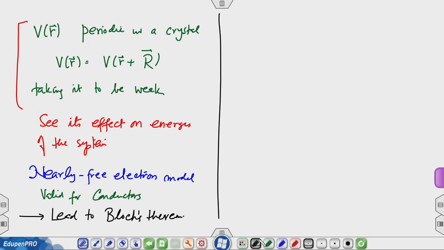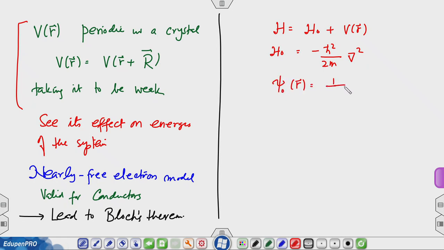So, I said earlier that the Hamiltonian now will be H 0 plus this V(r), where H 0 is equal to minus h cross square over 2m del square. The wave functions psi 0 are of the form 1 over square root V e raised to i k dot r. The eigenvalues epsilon k 0 unperturbed is going to be h cross square k square over 2m. This we have done in the past.